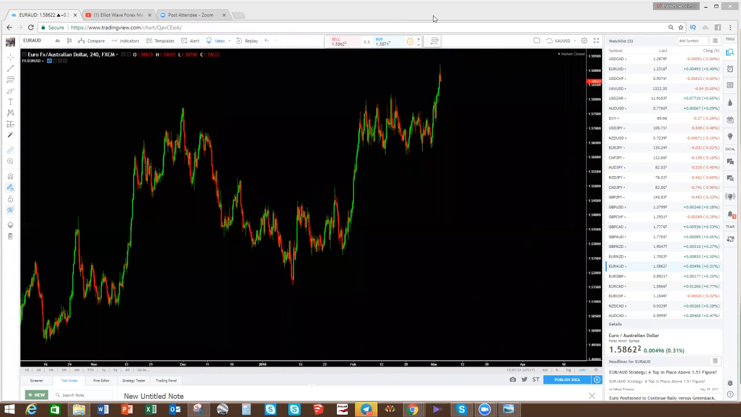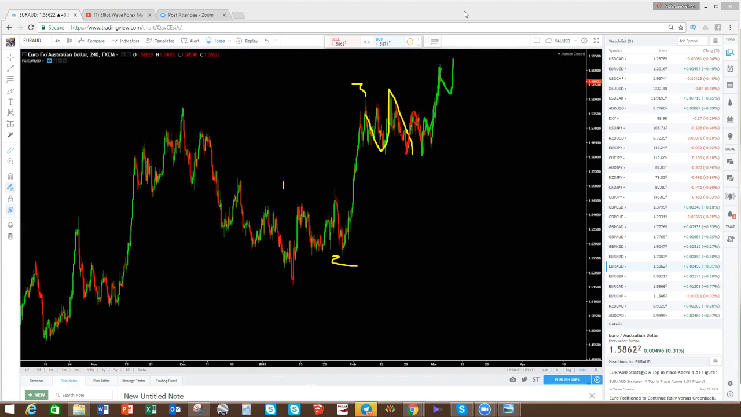We've got 1, 2, 3, 4, 1, 2, 3, 4, 1, 2, 3, 1, 2, 3. The fifth move starts like this: impulse, correction. Now you get the green in the lower degree. 1, 2, 3. Now you're in the 3 of the green. So you want this green to do this, and then the red will complete the move like this. Easy, huh? If you know what you're doing.